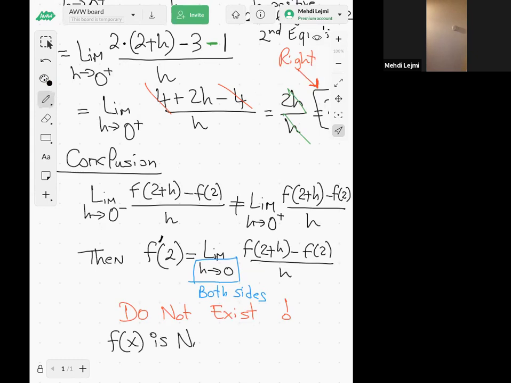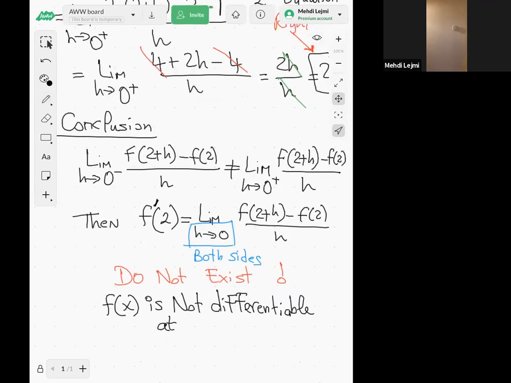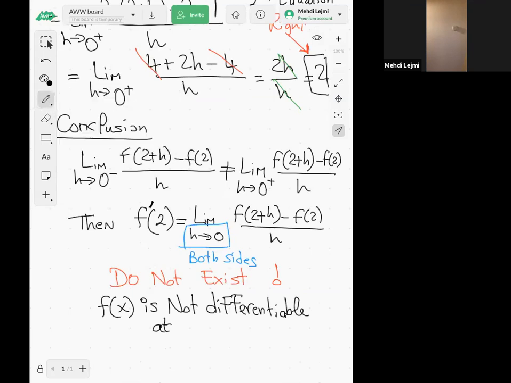differentiable at, of course, x equal to 2. All right. Any questions, guys, about this?